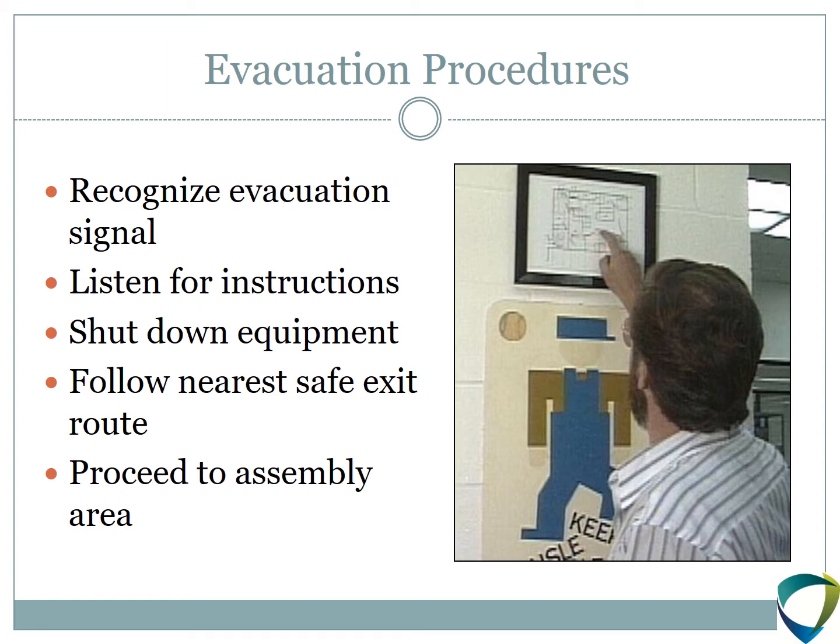There are many reasons we may need to evacuate our facilities. In all cases, follow workplace evacuation procedures. First, recognize our evacuation signal. Listen for special evacuation instructions. Shut down equipment in your area with emergency stop controls. Follow the nearest safe evacuation route, avoiding elevators. If your first exit route is full of smoke or otherwise obstructed, use the next nearest route and proceed immediately to the designated assembly area.